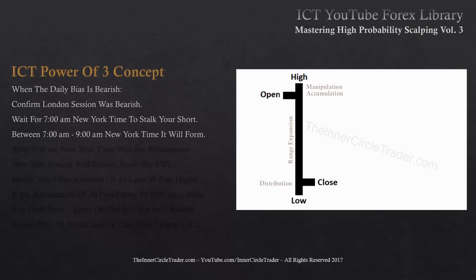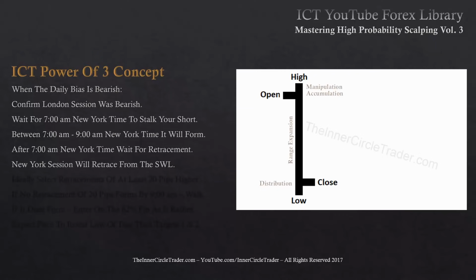Between 7 a.m. and 9 a.m. New York time, it usually will form. After 7 a.m. New York time, we're going to be waiting for a retracement. New York session will typically retrace from a swing low. Now, what's swing low? The swing low that was formed in the London decline. The initial decline, once it starts to retrace, we're going to be looking for a price to move higher.